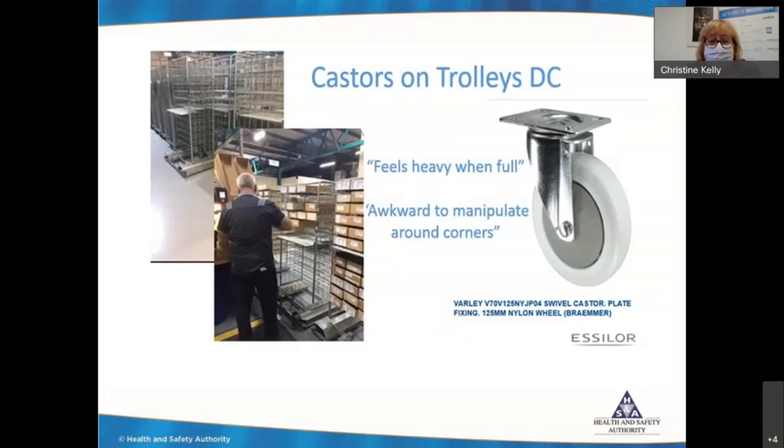So we got really positive feedback. It's a really important step that maybe you might not think about, to look at the casters.